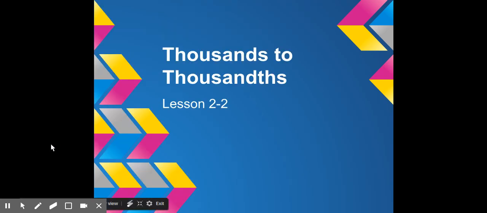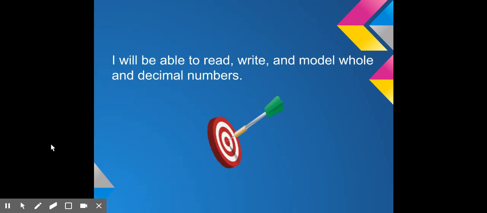Please write the name of this lesson in your math notebook. Lesson 2-2, thousands to thousandths. Underneath the name of this lesson, write the learning target. The learning target is, I will be able to read, write, and model whole and decimal numbers.